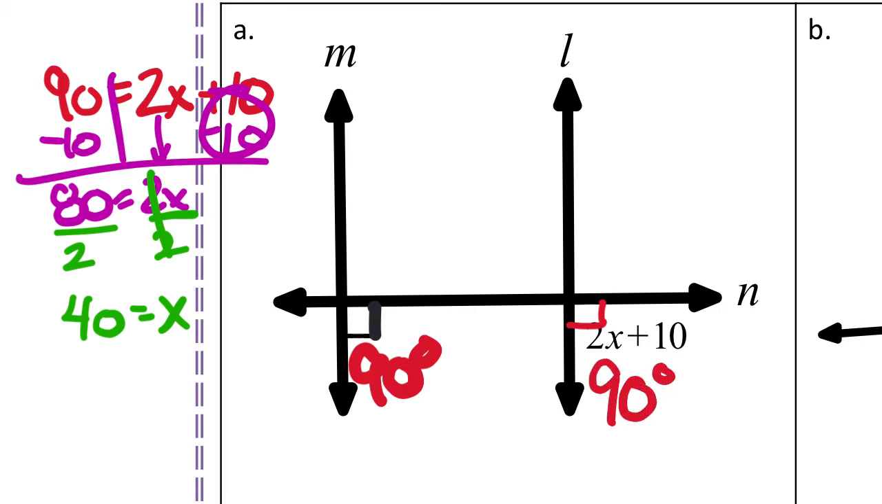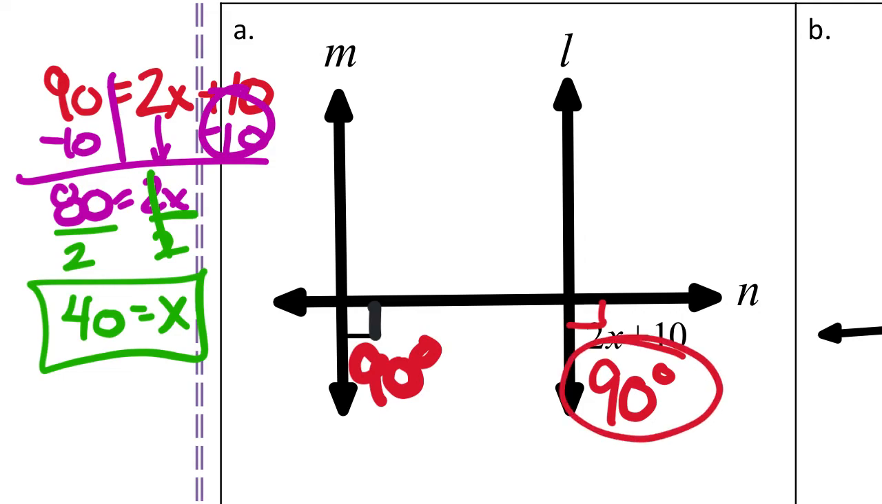Because they're corresponding and the two lines are parallel. We would still need to solve for the x because it asked for the x value, and just check to make sure it works. 2 times 40 plus 10, yeah, that's 90. So yeah, there's two parts to this. We solve for x. And we knew from the relationship that the angle itself was 90 degrees.